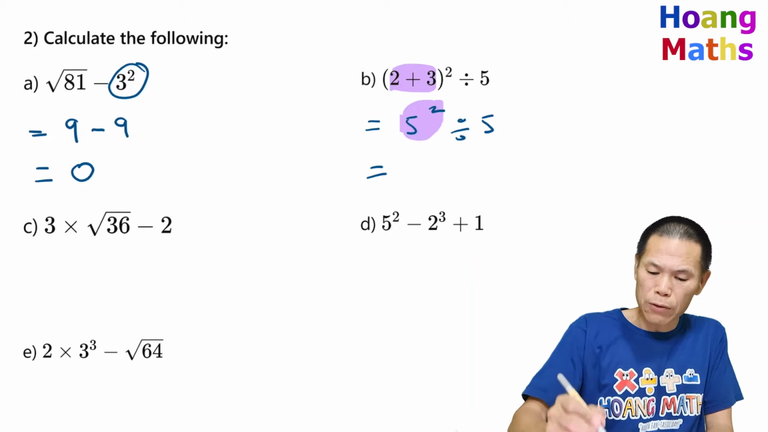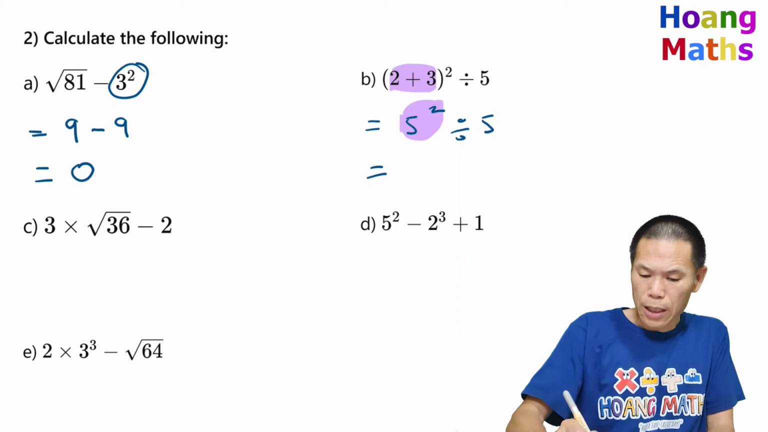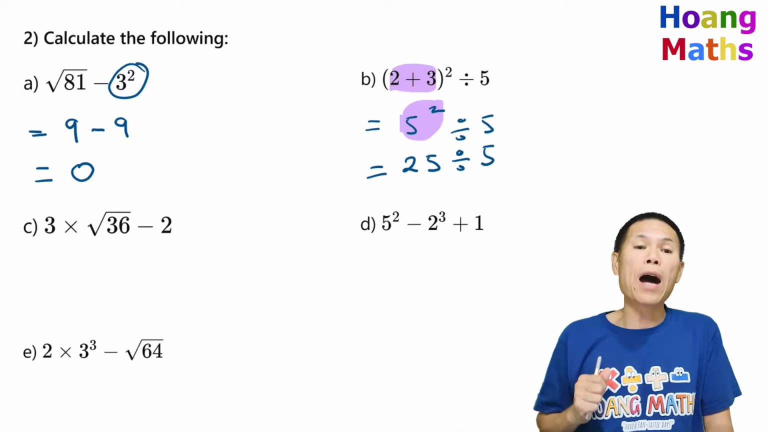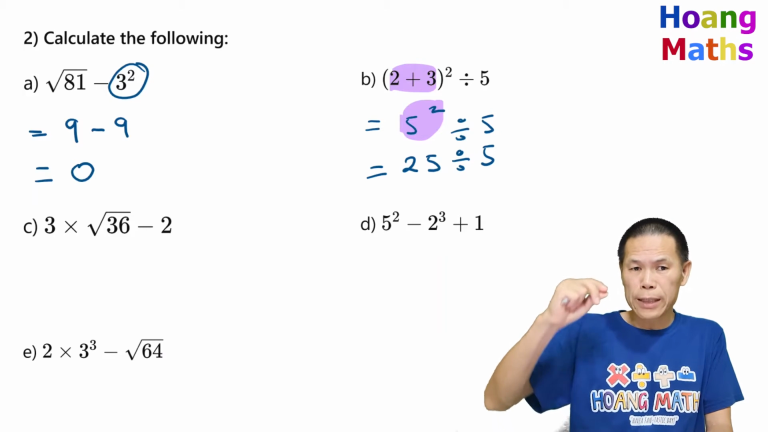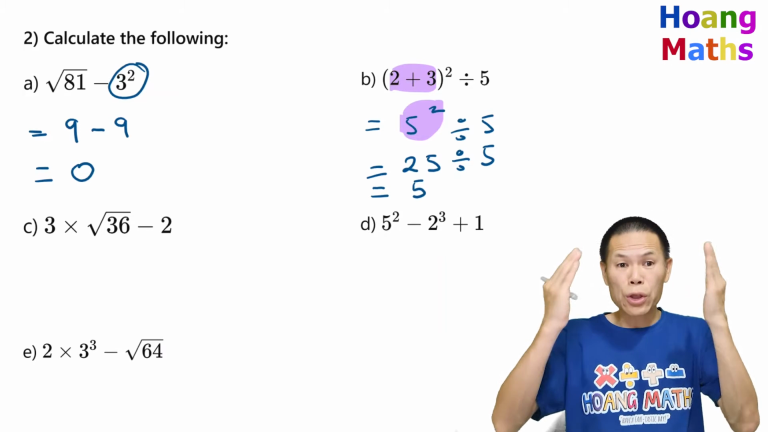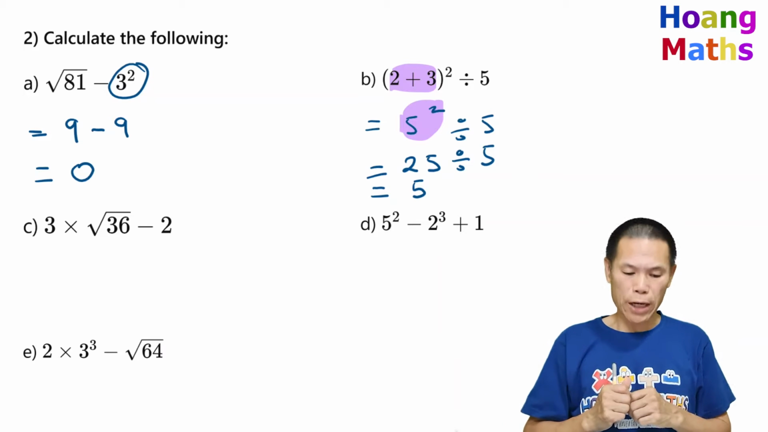So we need to work out this first. So that is 25, and we divide by 5. And we know that 25 divided by 5 is equal to 5. So the answer is equal to 5. So there you go. And I hope you got it correct.